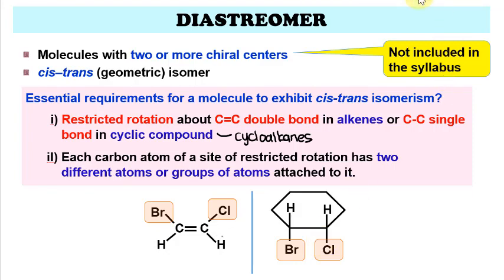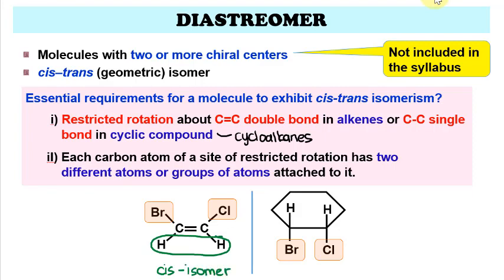Cis isomer is when the two groups are on the same side, like this structure. This alkene compound has hydrogen on the same side. So this one is the cis isomer.